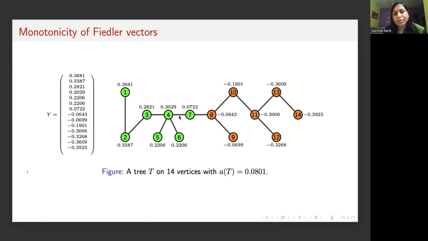I told the opposite. So if you start with a positive vertex, the entries will increase. Okay, like here, 0.0722, and the next is increasing like this. So if you start with a positive vertex and move along, the entries will monotonically increase. They may be equal sometimes.